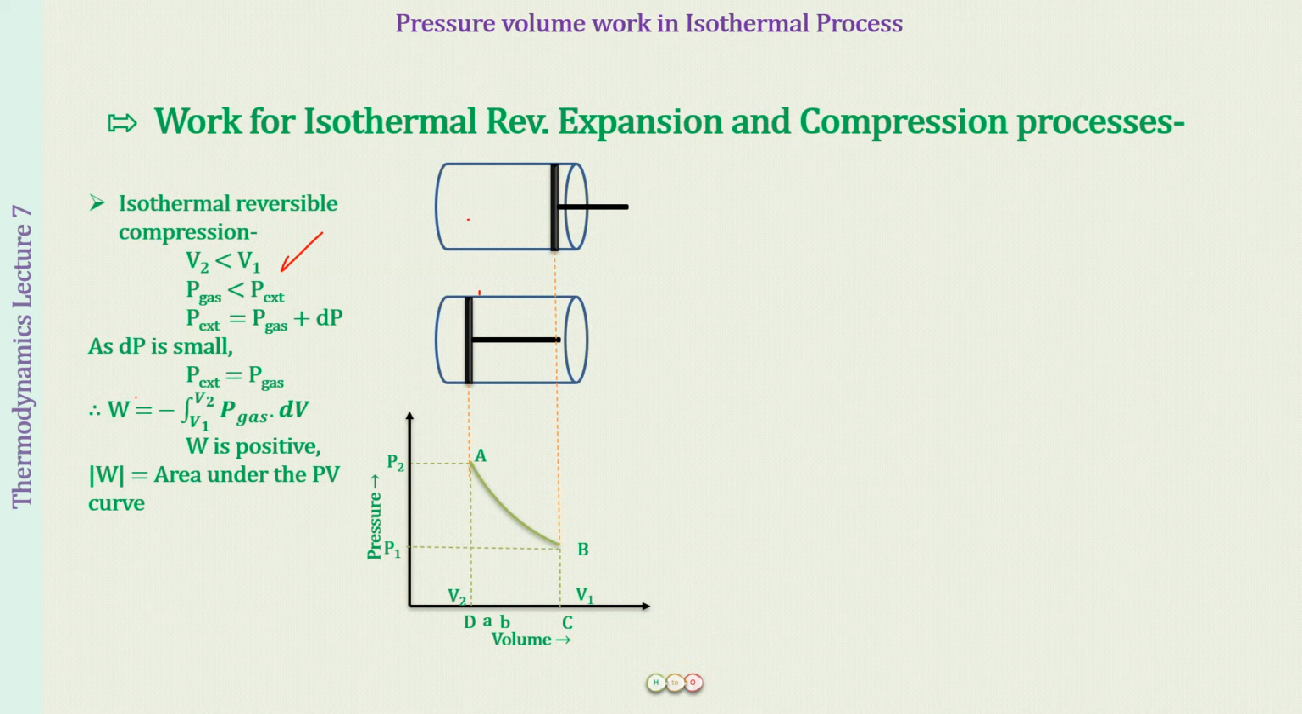V2 minus V1 will be negative, and when multiplied by the negative sign, the work done value that you will be getting is going to be positive, right? So work done positive means what? Work is being done on the system. The system's energy is going to increase, right? But because this is going to be an isothermal process, the amount of energy that is being increased will be liberated out as heat, so that the internal energy of the system remains constant.